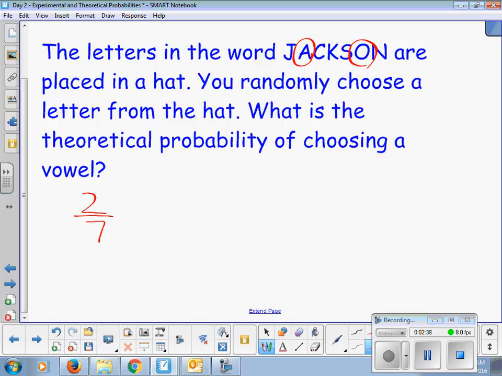7. How do we change 2 sevens to a decimal? Divide by 7 and round to the nearest hundredth. You get 0.2857. It's going to round to 0.29. And what's our percent? 29%. So remember, your probability can be represented as a fraction, decimal, or a percent.